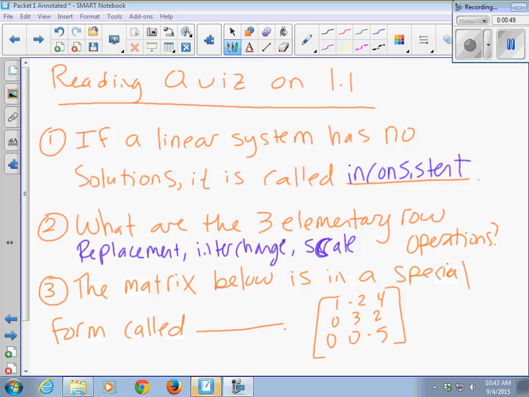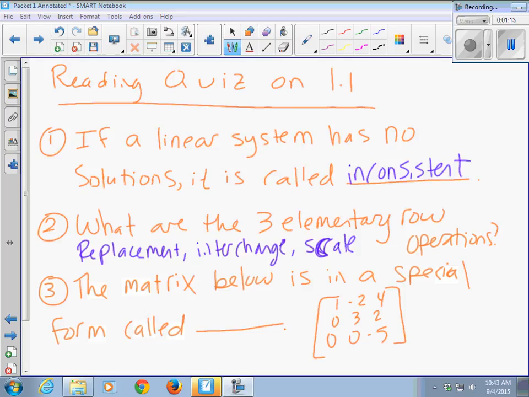Interchange was you can always swap the locations of 2 rows, and scale is you can multiply a row by a scalar, by any non-zero constant. Yeah, thank you. Do you have to do these in any particular order? No, you can do them in any order you want.